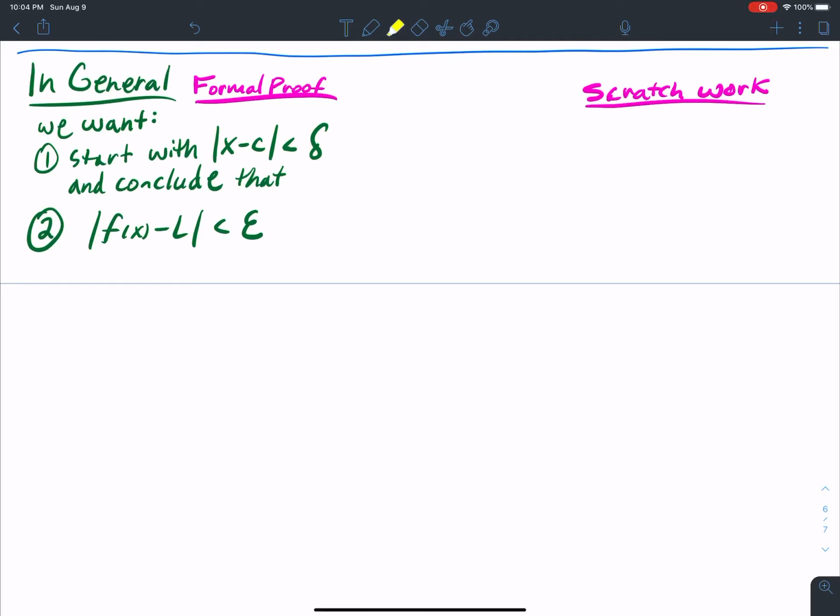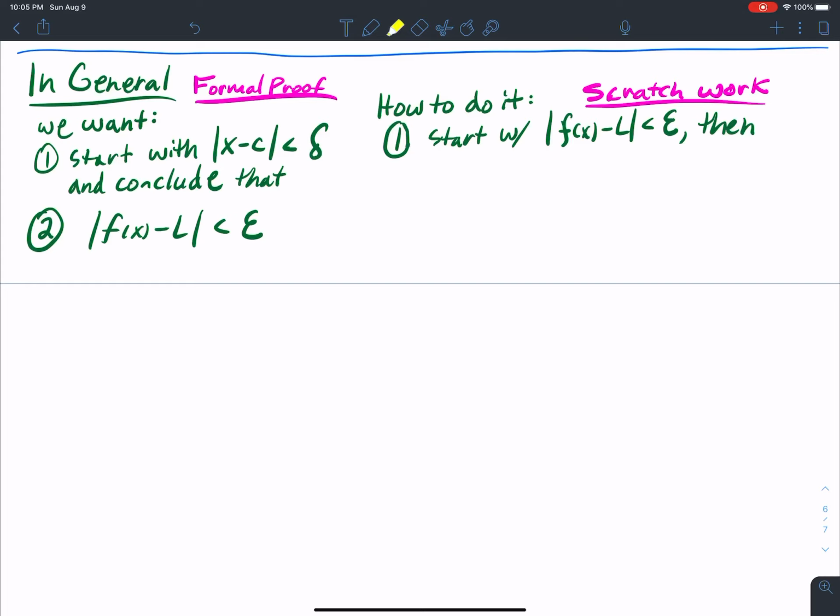Now, how do we get that? We get that through the scratch work, okay? Sometimes it's easier to work a problem backwards than to work it straight forwards going through. And that's the case when you're proving using the Epsilon-Delta definition. We want to start backwards. We want to start with the end result, what we want to conclude with, and then work our way back to this delta something, okay? And so how do we do this with the scratch work? So on your test, I want to see scratch work, and I also want to see your formal proof, okay?